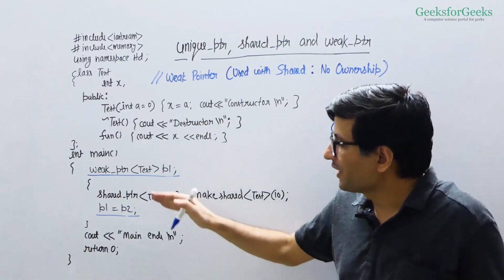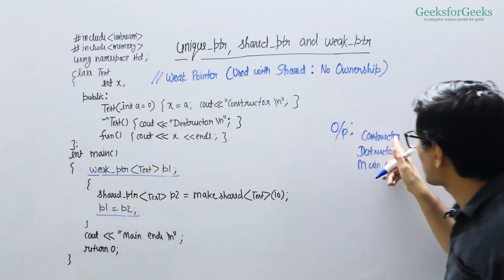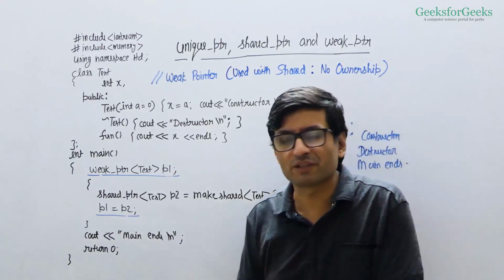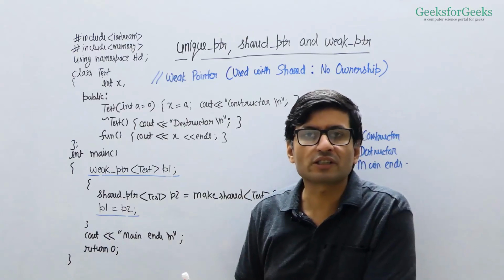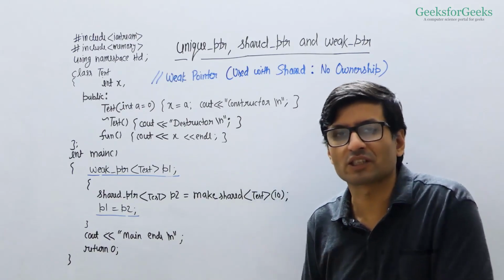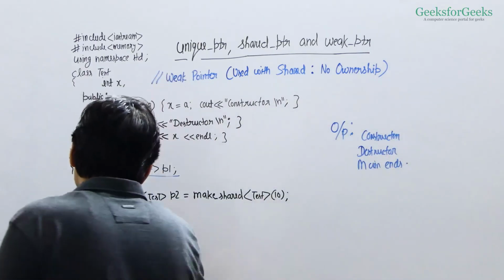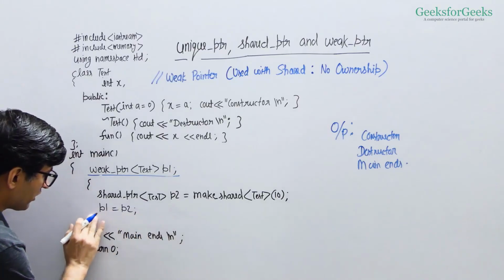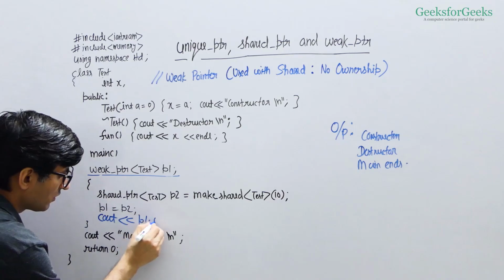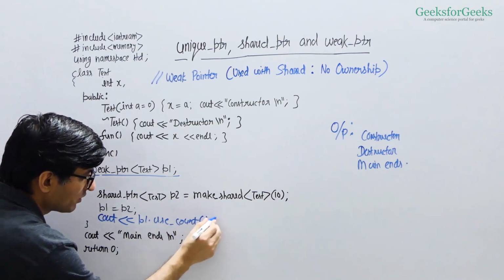If it was a shared pointer, then we would have got constructor, main ends, and then destructor, because shared pointers increment the reference count, and weak pointers, you don't have to worry about them. If there are weak pointers, let them be there. You don't have the reference count for them, and you can deallocate the memory. So let's talk about some more things here. If I call here p1.use_count, which is a function, what will I get as an output?